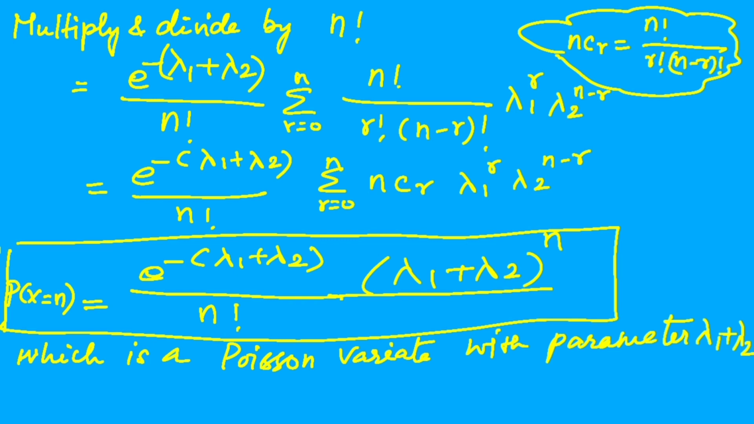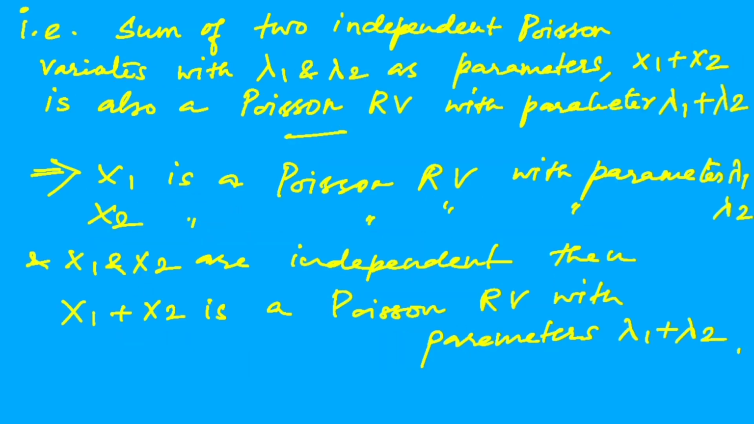Now this is nothing but the binomial expansion of (lambda 1 plus lambda 2) to the whole power n. So finally we are getting probability of X equal to n is e power minus (lambda 1 plus lambda 2), taking the minus out, into (lambda 1 plus lambda 2) whole power n by n factorial. That is nothing but the Poisson probability mass function in the format, instead of lambda, we are having lambda 1 plus lambda 2.